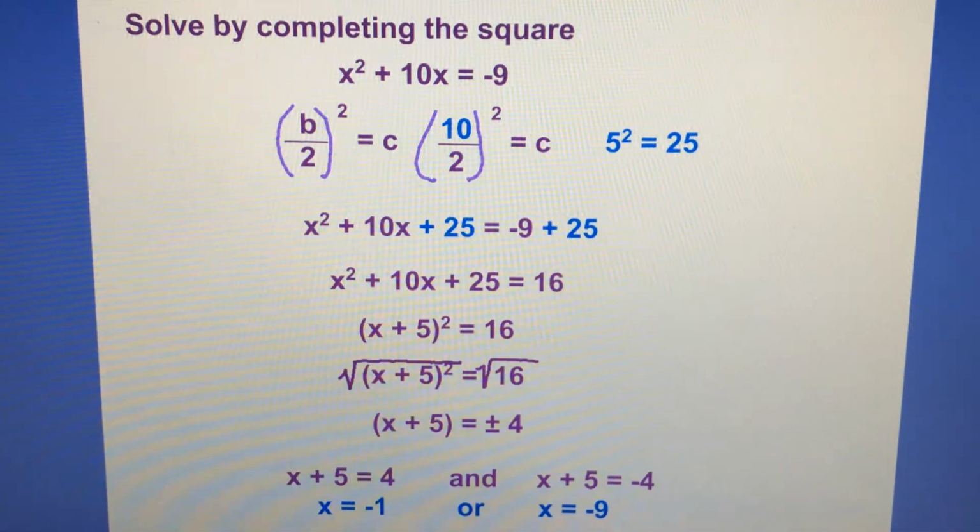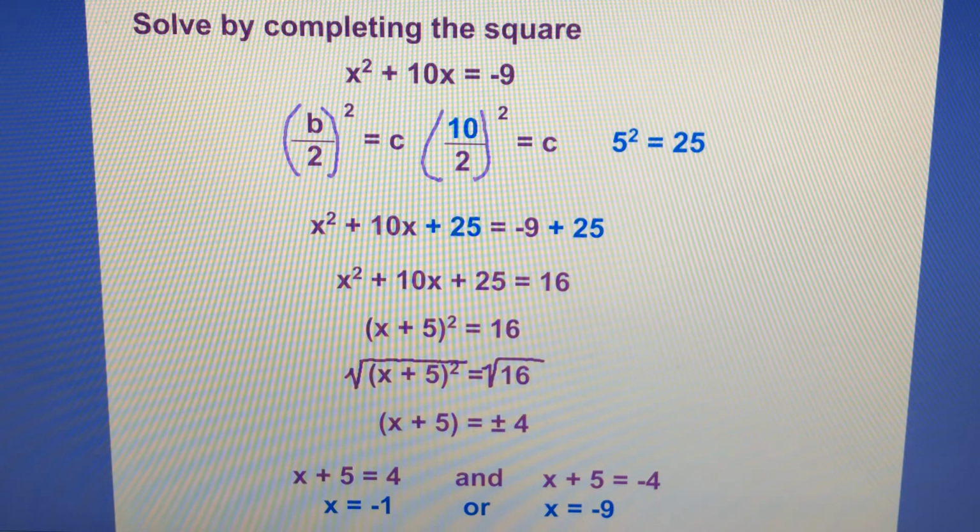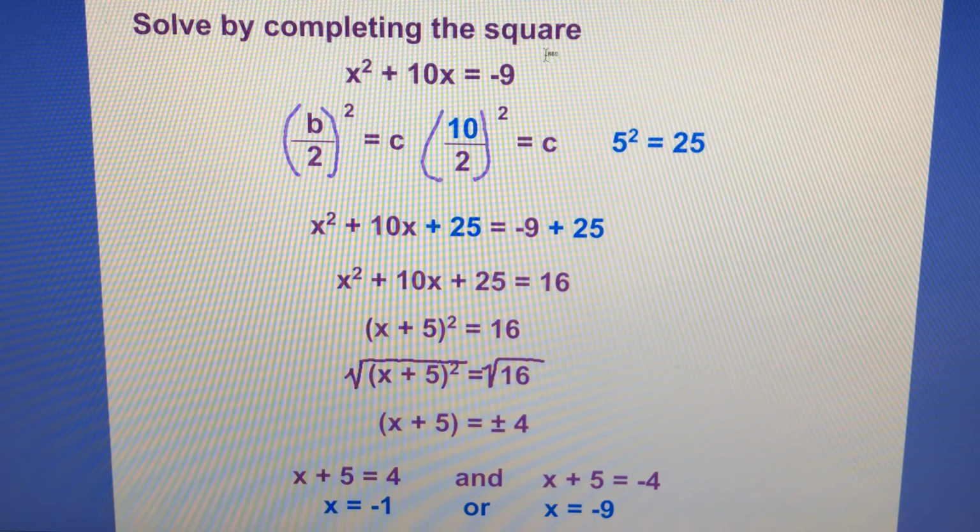Here we go. Let's do another one. x squared plus 10x equals negative 9. I need to make it a perfect square. There is no c here, so I am going to use my formula. Even if there was a c here, do you realize that if it wasn't perfect, I would want to move it to the other side and create a perfect square? b over 2, that means 10 over 2. I'm back to this 25. I add 25 to both sides.